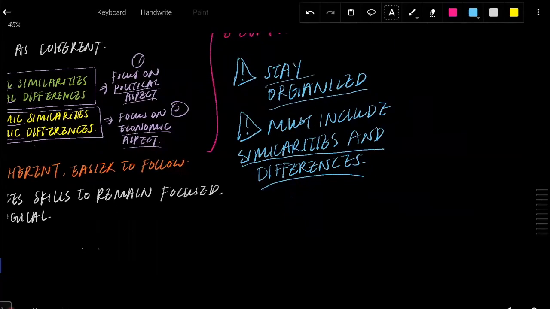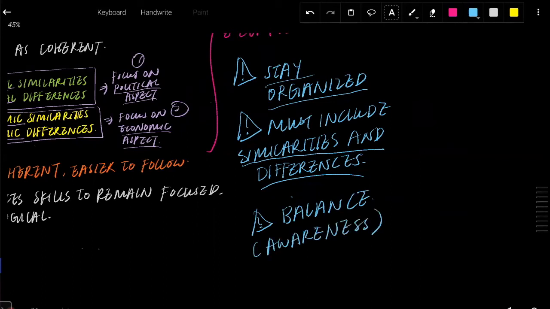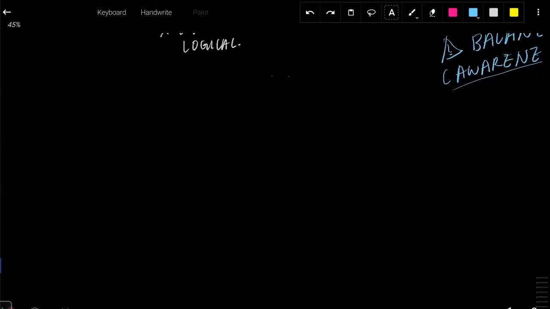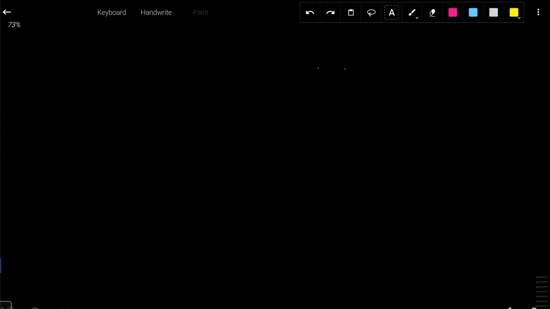And then the last point to take note of is to stay balanced. Try your best to show awareness that you need to compare between similarities and differences, although there might be very little similarities or differences. Just show the awareness of doing so.